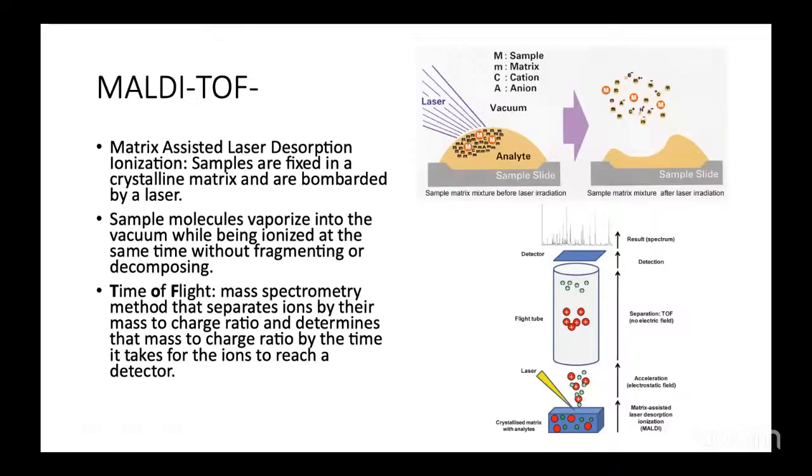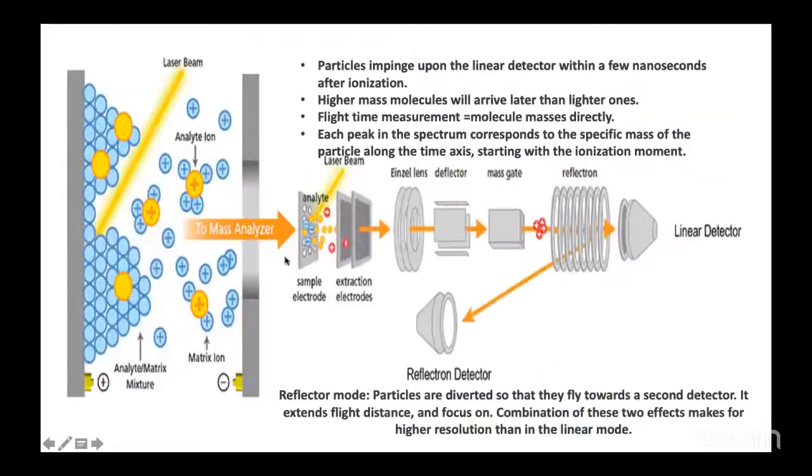The lighter the particle, the faster it will flow in this flight tube. The heavier the particle, the slower it will flow. Depending on that, the mass to charge ratio will give you a certain peak, which in mass spectrometry corresponds to the mass of that particular particle. Once the analyte has gone through this, the detector will read it.